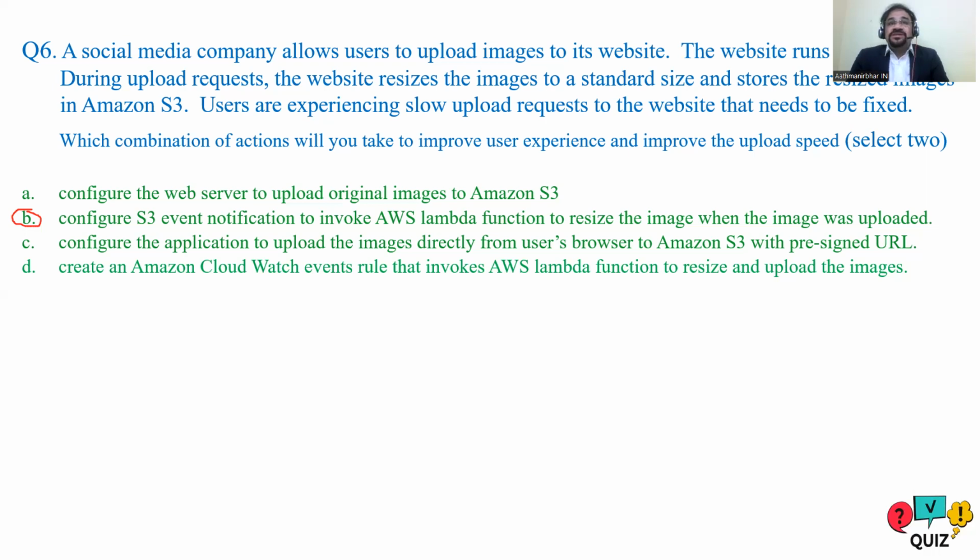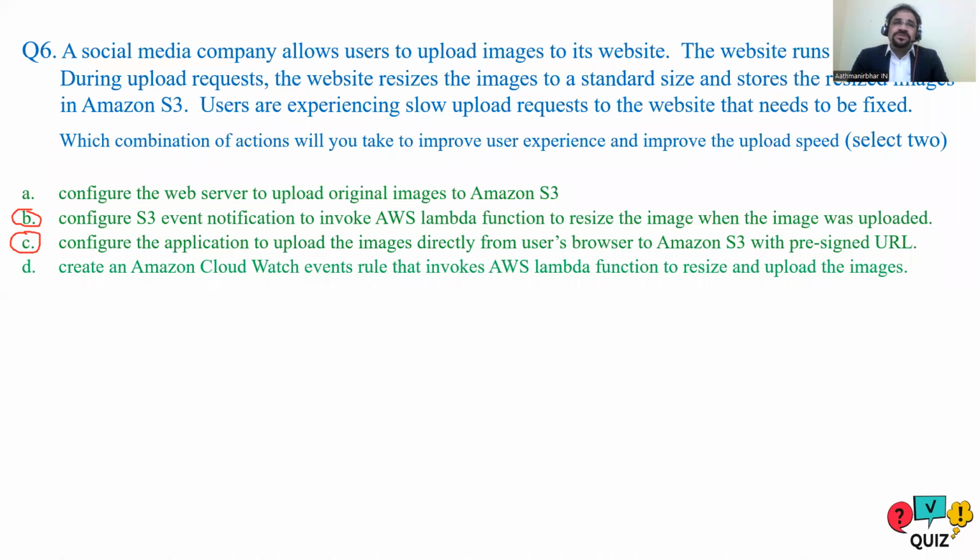So with option C, what happens? The user has got the pre-signed URL. With that URL, he will upload the file, the image, directly into the S3 bucket. So this is another correct choice. So option B and option C, both will go hand in hand. If we select both of these options, if we meet both these requirements, this should serve the purpose.